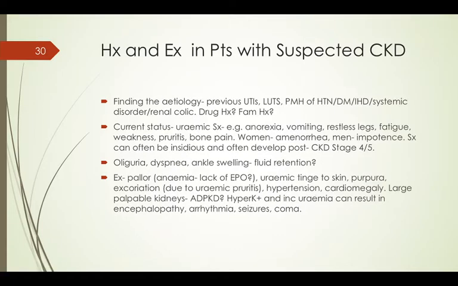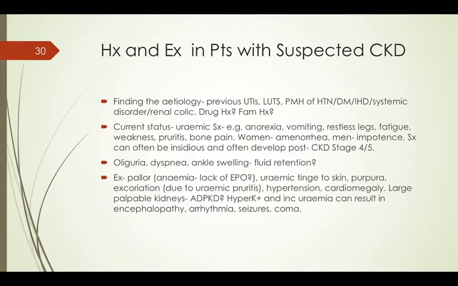So, history and examination. First things first, we want to try and find out what the cause may be. So thinking about the past medical history, some of the risk factors, think about family history, any other drugs they may be on that may be nephrotoxic. Think about their current status as well. So, have they got too much urea that's not being excreted by the kidneys?